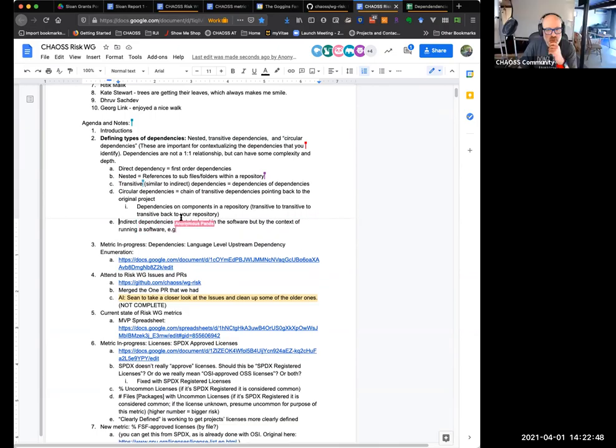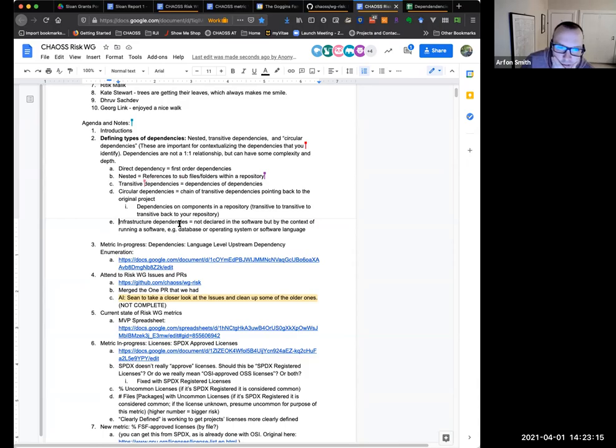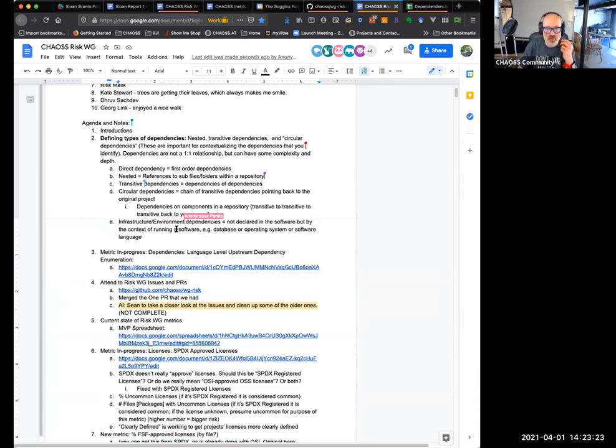And what Georg defined as indirect dependencies, in my definitional brain, are infrastructure dependencies. So your software isn't directly dependent on, I mean, of course you have to run it on an operating system, but it's not a dependency in the sense that we think of a software bill of materials style dependency. Is it like an environmental dependency then? Right, like I need an operating system. I need a database. There isn't really a direct dependency.